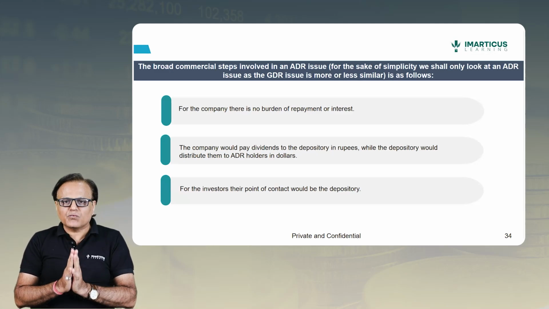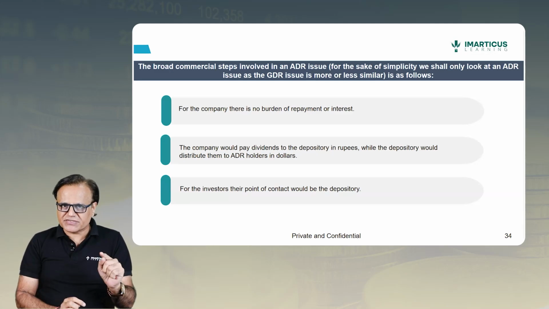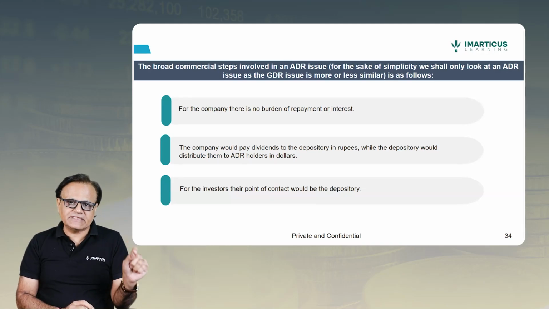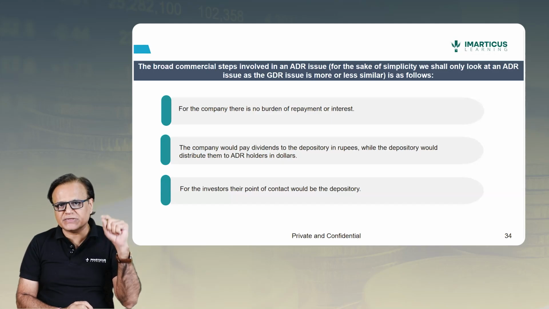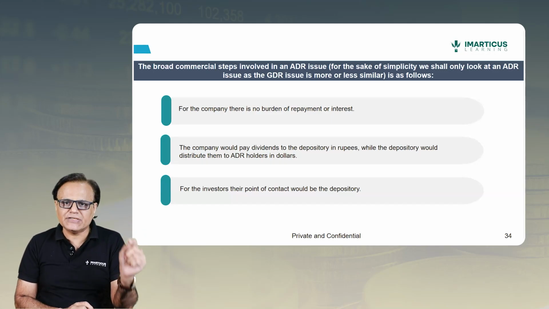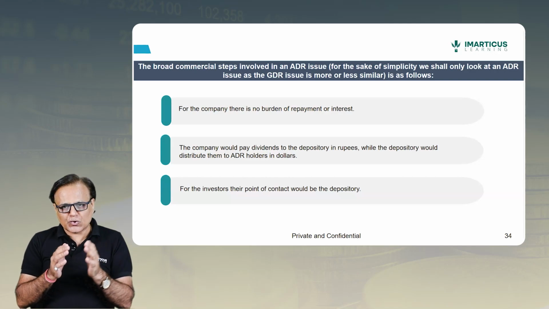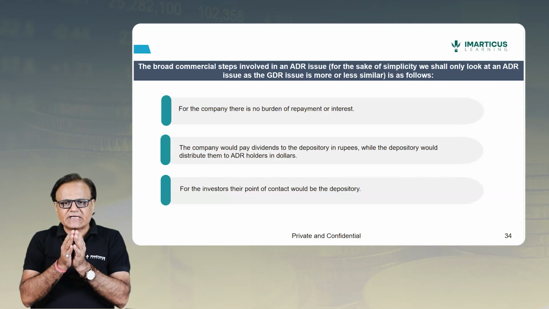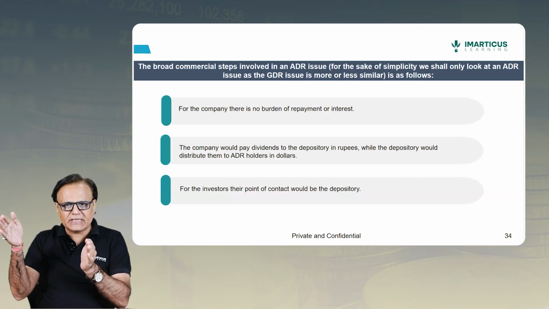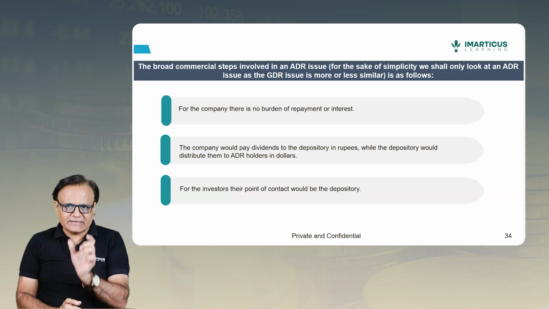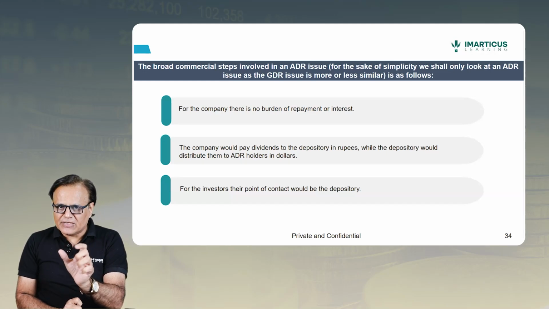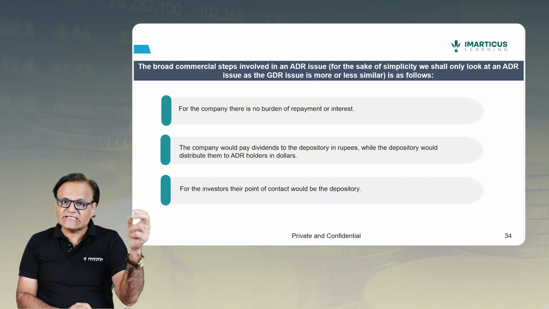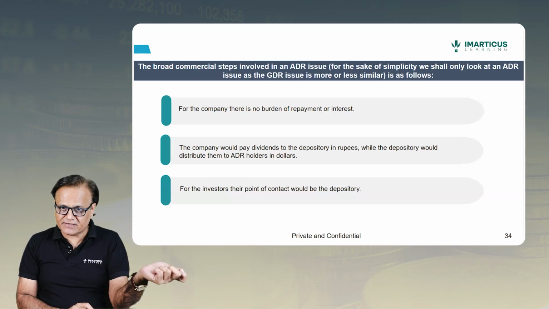The company would pay dividends to the depository in rupees. The depository would then distribute these dividends to the US investors in dollars, right? So if you look at the entire process, we have created a layer in between the company and the ultimate investor. That's the depository. So it's the company who is issuing shares to the depository, and the depository is in turn issuing depository receipts to the investor.